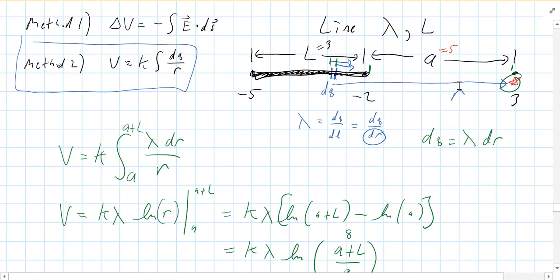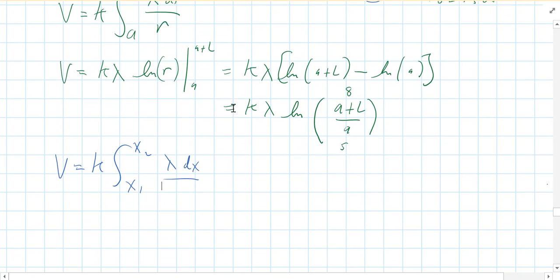So we're doing this in terms of x now. So we're calling this little distance, instead of dl or dr, dx. It's going to be the same thing in this case. But it's still divided by the radius. Well, what is that? Well, that is x minus 3. Okay, now let me explain.